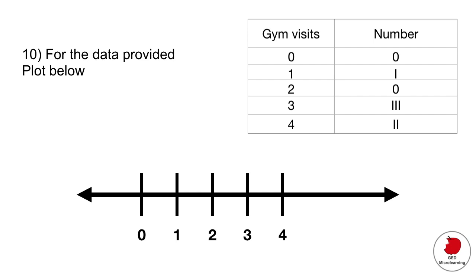You can see that nobody went on visit 0. One person went on visit 1, so we would plot one little dot there. Nobody went in visit 2. 3 people went in visit 3, so we would plot 3 dots right there. And then 2 people went in visit 4, so 2 points right there. And that's basically all you have to do.